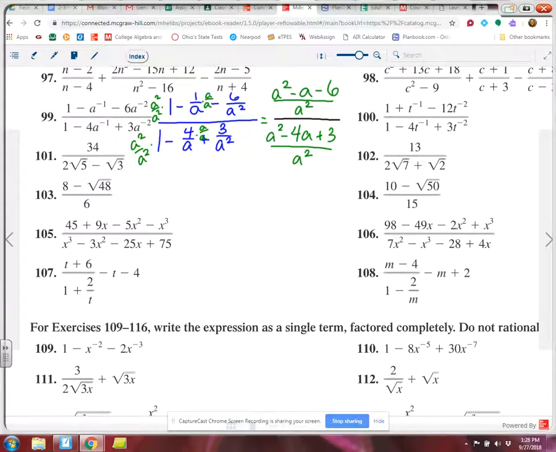Any ideas on what might have to happen next? We're going to multiply by the reciprocal. Is everybody okay with me trying to factor these while I do that? Okay, so what is the numerator going to factor into?